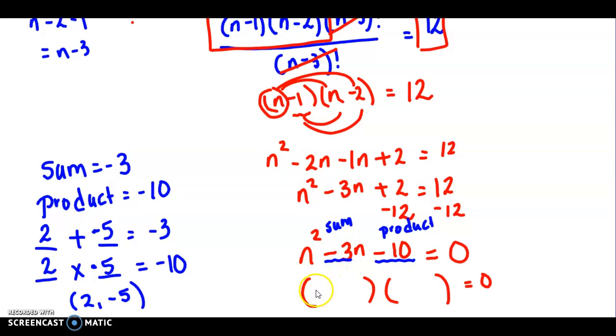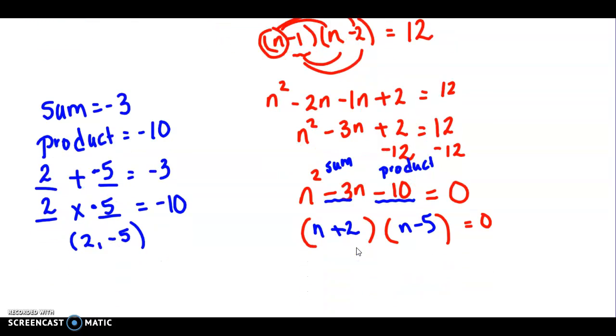So those are the numbers that go into our two binomials. We have n plus 2 and n minus 5. When we multiply those together, it gives us n squared minus 3n minus 10. From here, we are using our zero product property that says if we multiply two things together and it's equal to 0, then one of those numbers has to be 0. So we conclude that this factor of n plus 2 is 0, or the factor n minus 5 is 0.